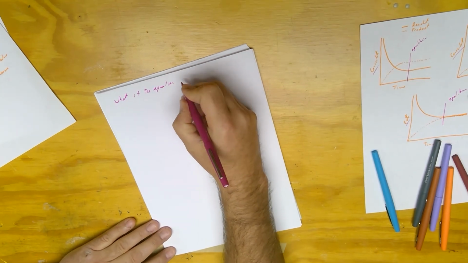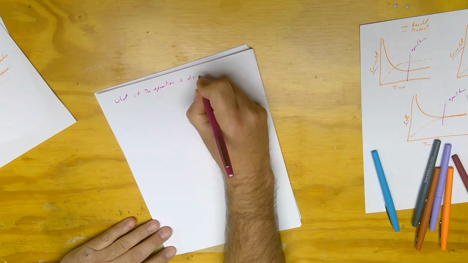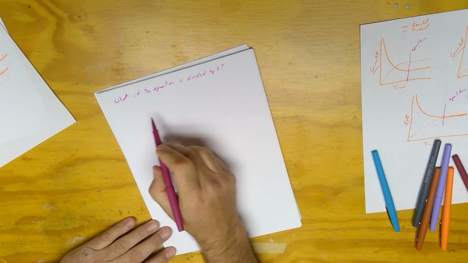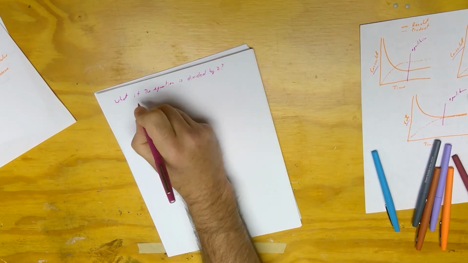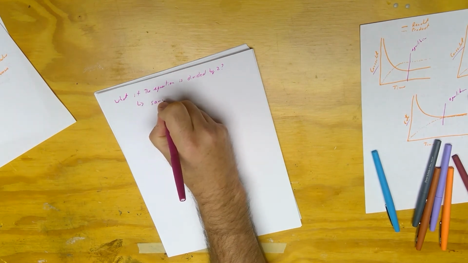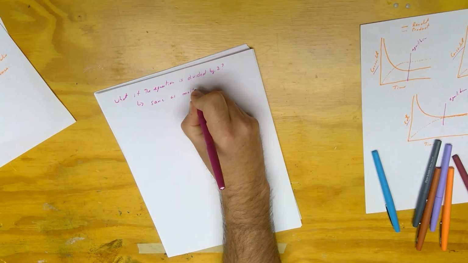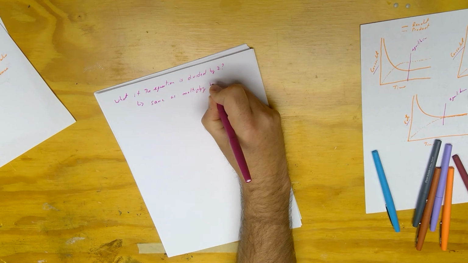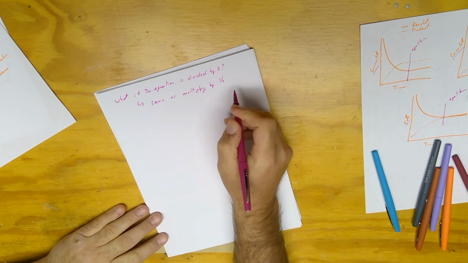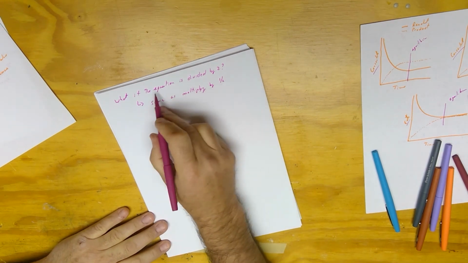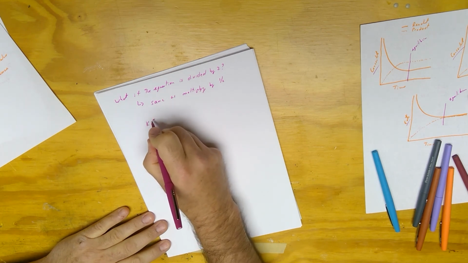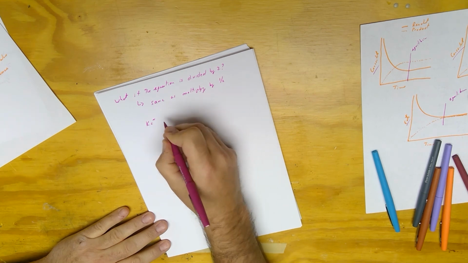What if the equation is divided by 2? Well, what's another way to divide by 2? It's the same thing as multiplying by 1/2. All right. So what would our Kc be if we divide it by 2? Well, let's call this triple prime because we're taking our Kc and we're changing it for a third time.